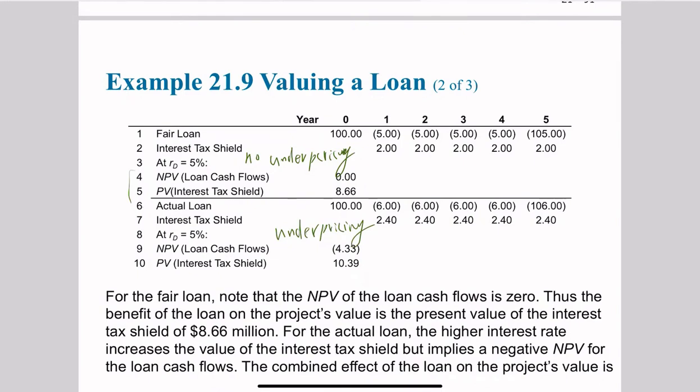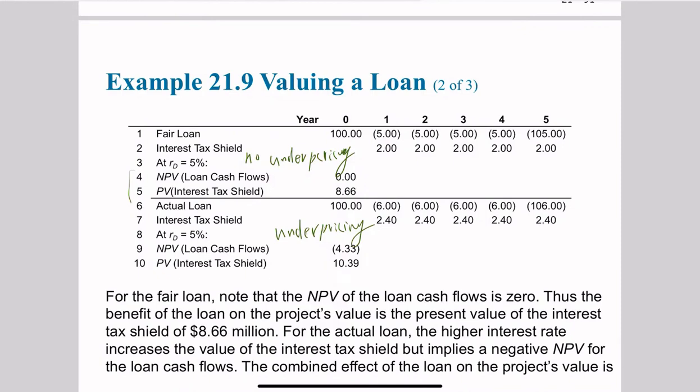And the present value of the interest tax shield is actually smaller compared with the present value of the interest tax shield when there is underpricing. This is easy to understand, right? Because if there is underpricing, then the firm will pay higher interest payment. This will generate larger interest tax shield.